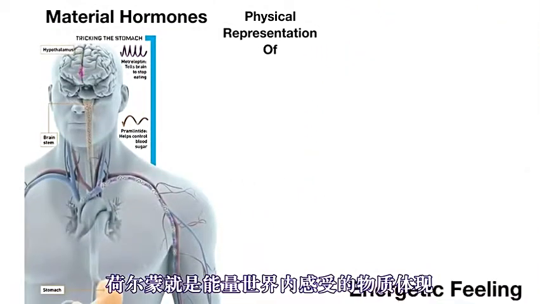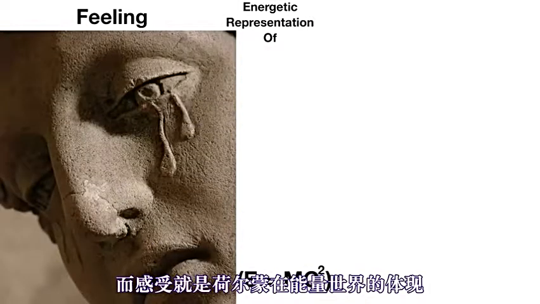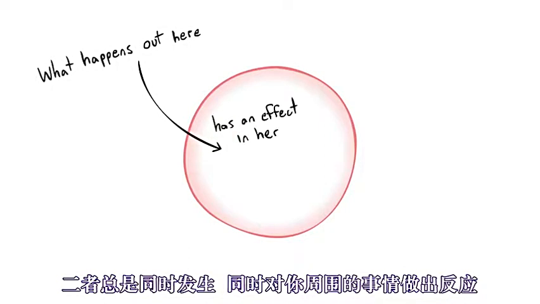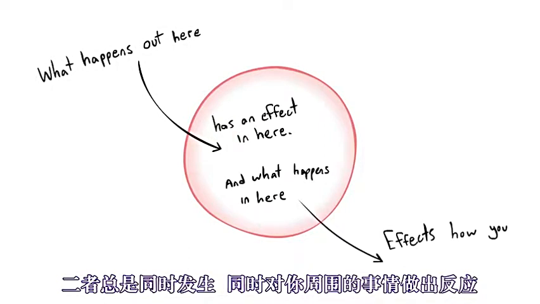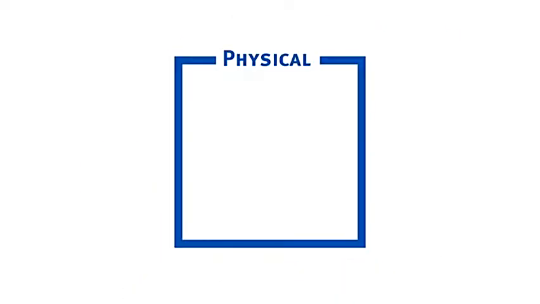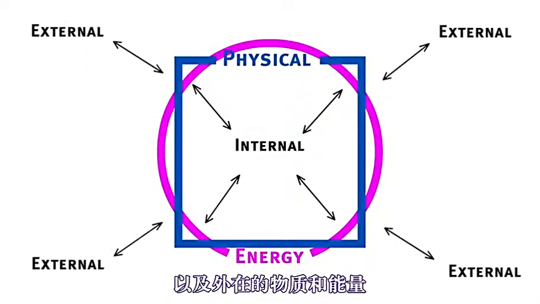The hormone is the physical representation of the energetic feeling, and the feeling is the energetic representation of what that hormone is. Both of them always happen simultaneously in relationship to something else affecting you. It is literally four elements constantly playing out: the physical and the energy of what's internal, and the physical and the energy of what's external.